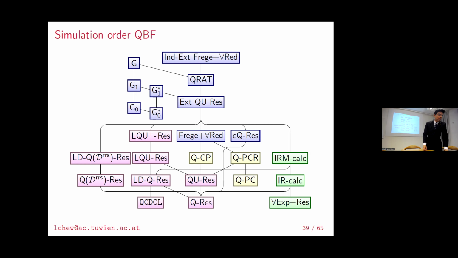Okay, so I left you on this little diagram here where we looked at some various simulations. We looked at the simulations of extended QU resolution. It has this nice umbrella effect over these things here. So in this part of the talk, I'm going to go into a bit more detail about how it simulates these particular proof systems in green. And then we're going to move on to the next section where we're going to talk about these proof systems in blue and their various relations.